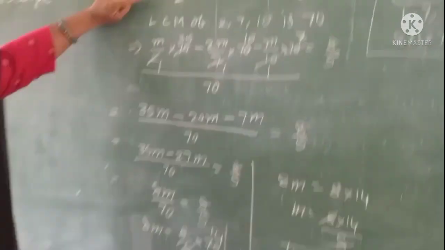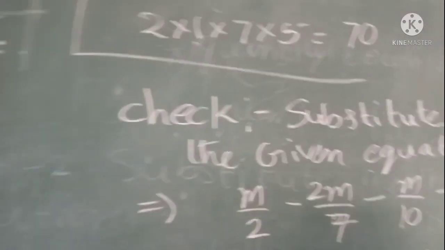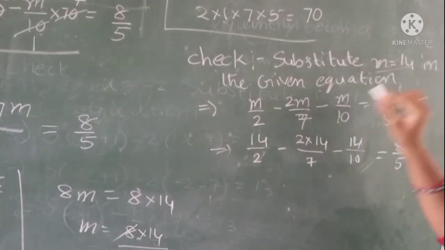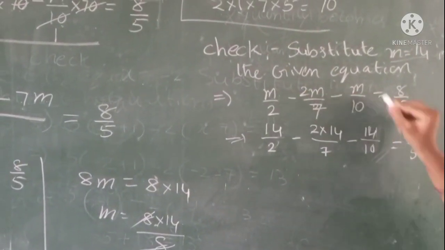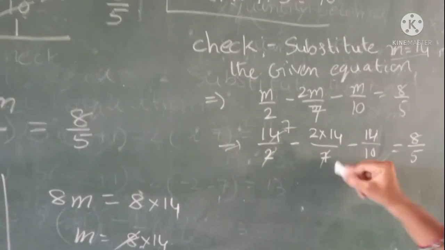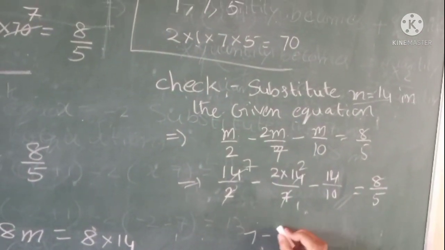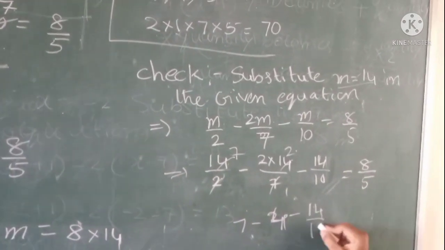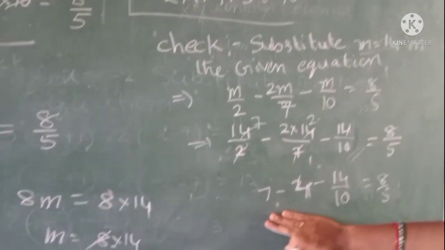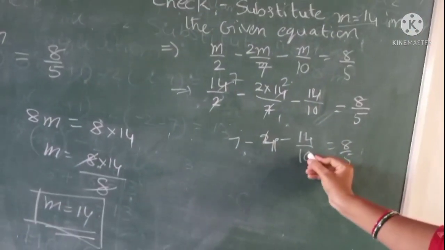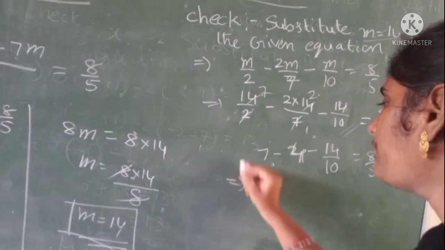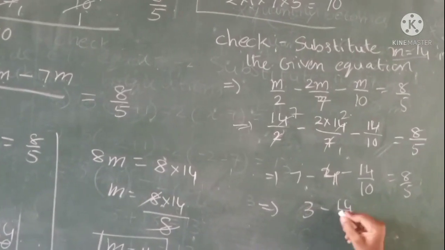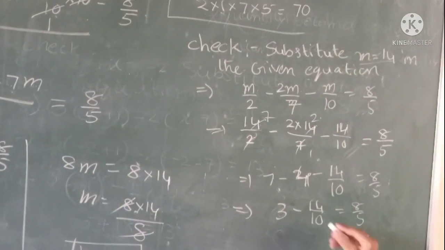Again I will repeat it, children. Students, check the problem. Substituting m equal to 14 in the given equation: m value is 14. 14 by 2 is 7, 2 times 14 by 7 is 2 twos are 4. 14 by 10 is equal to 8 by 5. This is the LHS part, this is the RHS part. So 7 minus 4 becomes 3. 3 minus 14 by 10 equals 8 by 5.